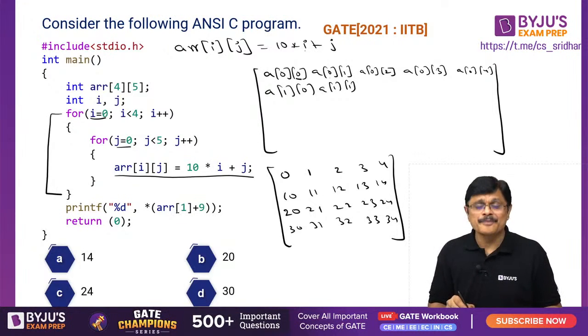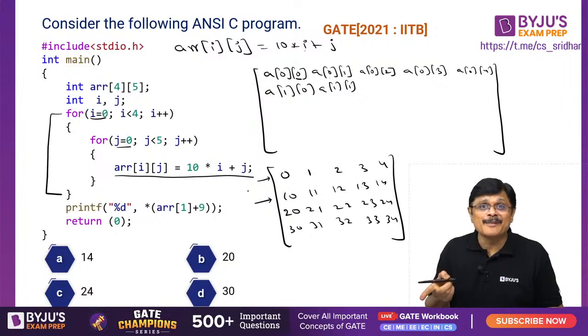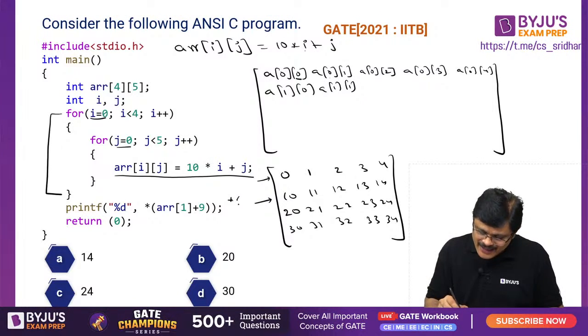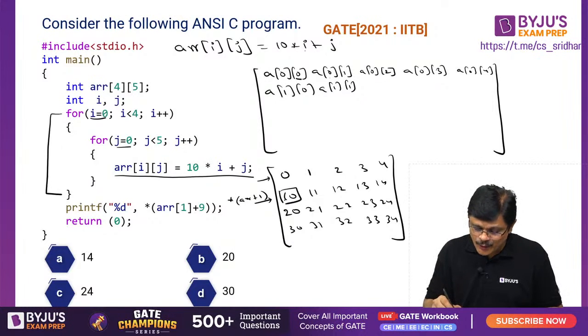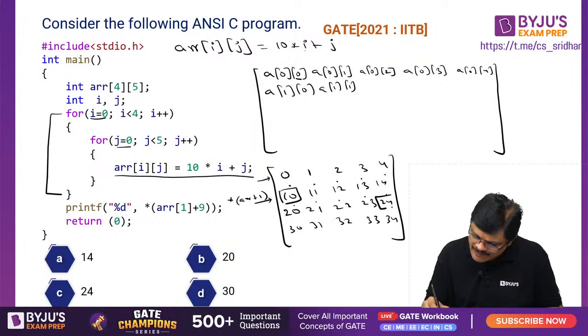Now he is asking *(arr+1)[9]. Arr plus 1 is this. In that, the 9th element you want. Again here he is doing a tricky thing. This is star of arr plus 1. In that, the 9th element, because it is a pointer to integer, now you need plus 9. So this is 0, 1, 2, 3, 4, 5, 6, 7, 8, 9. So you are referring to this location. The value at that location is 24.